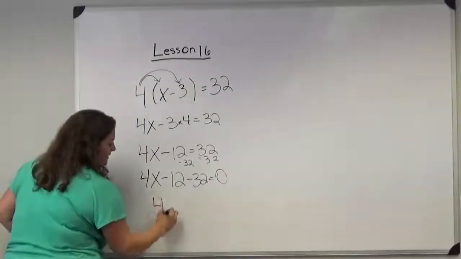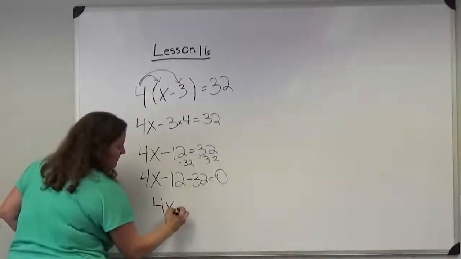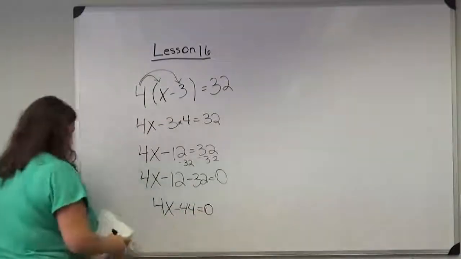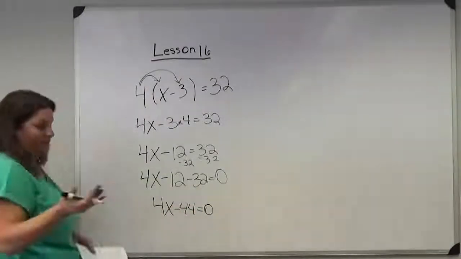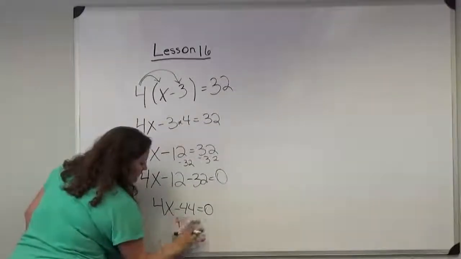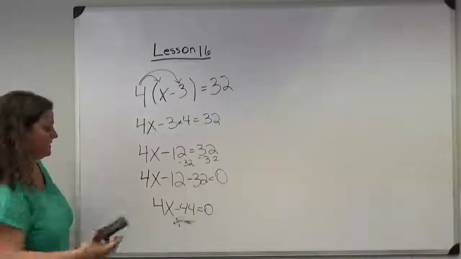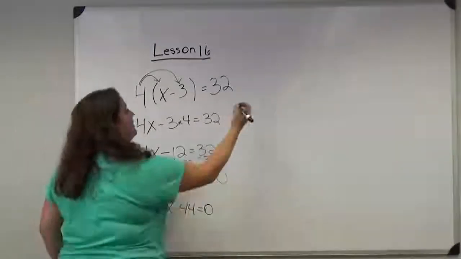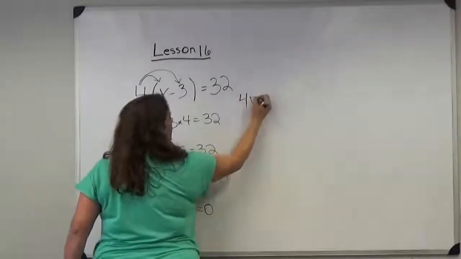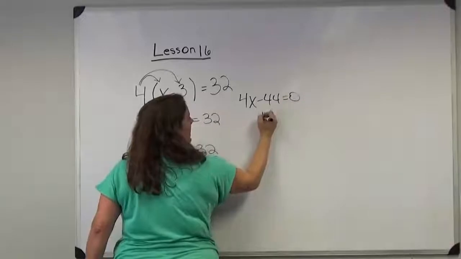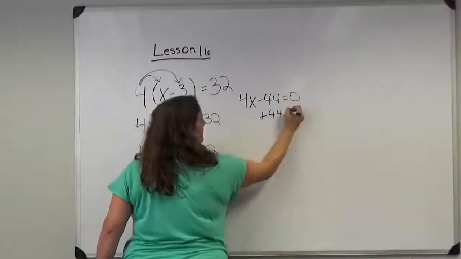So we simplify this a little bit more. 4x minus 44 equals 0. And now you can solve for x the way we did before. Let's move this over here so that you guys can see it a little better. 4x minus 44 equals 0. Add your 44.